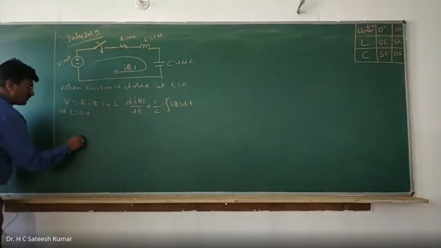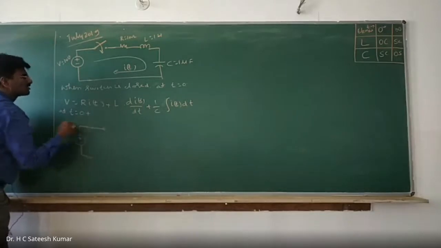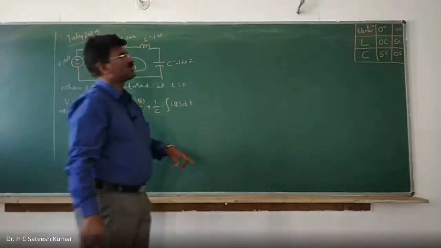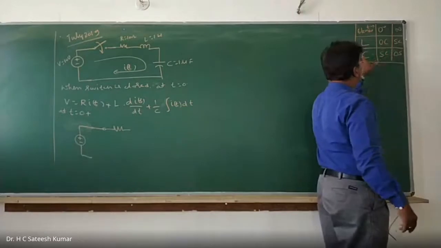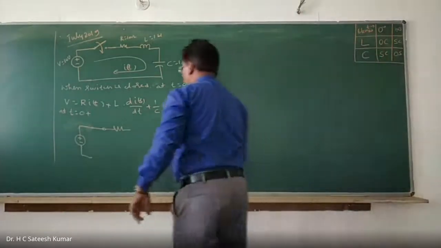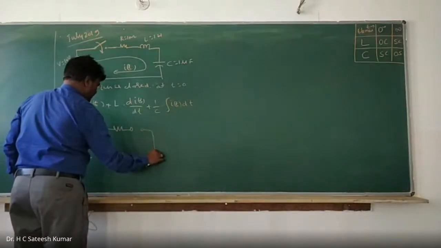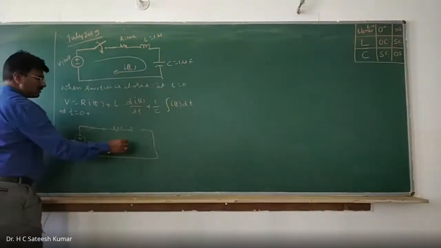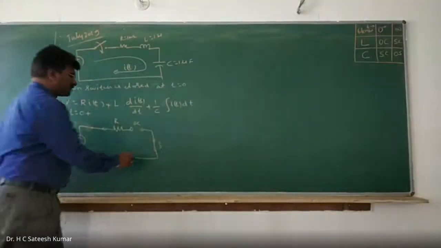Rewrite the circuit diagram: plus, minus, and the switch is closed now, and a resistor, and now you replace with that condition. At t is equal to 0 plus, the inductance acts like what? Open circuit. The capacitor acts like what? Short circuit. So I will make the inductor an open circuit and the capacitance a short circuit. This is short circuited, this is open circuited. This is R, and this is V. Now observe here, short circuit.